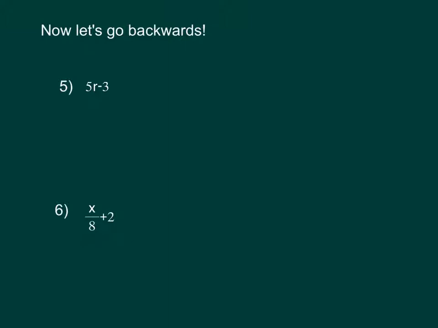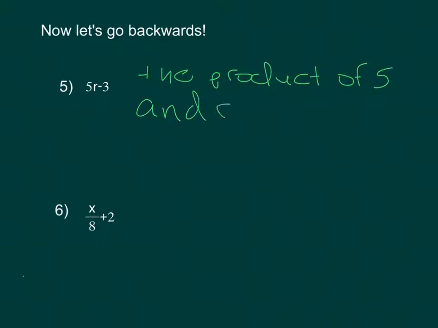So here we're given the algebraic expressions. We're going to go and create a verbal phrase or an expression written out in words. So 5r minus 3. Well, we see there's a subtraction sign and that there is a product. So we could say the product of 5 and r and then minus 3.